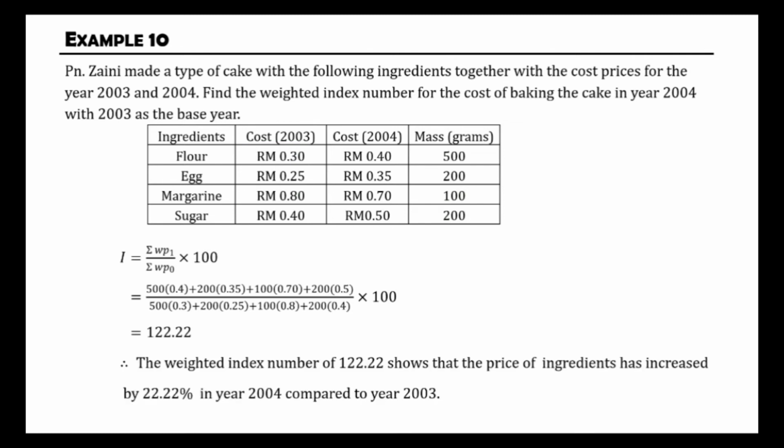122.22. So the weighted index number of 122.22 shows that the price of ingredients has increased by 22.22% in year 2004 compared to year 2003.